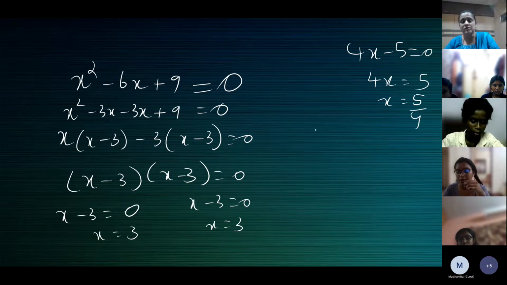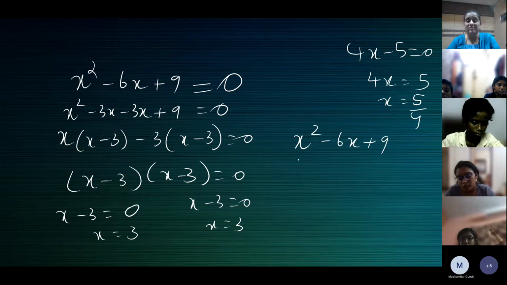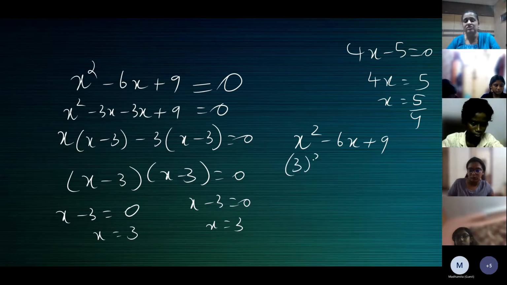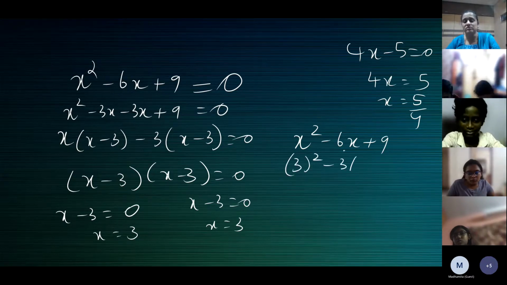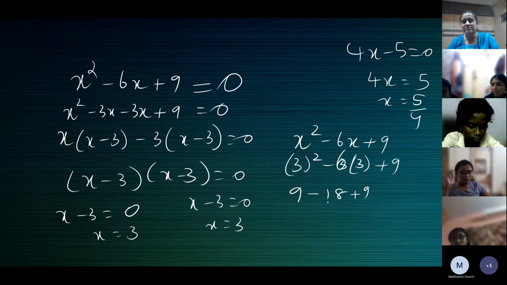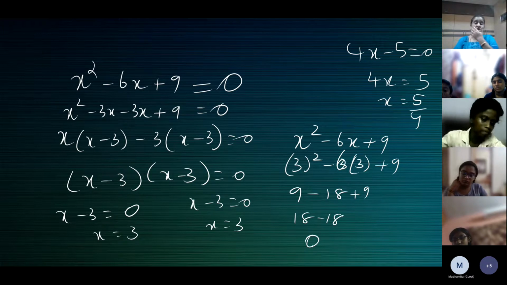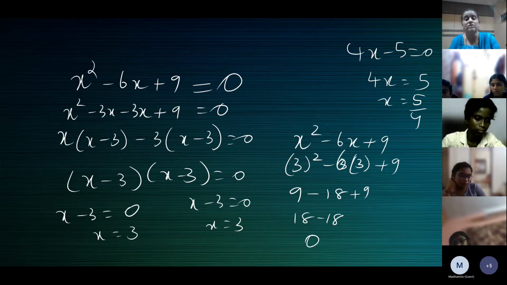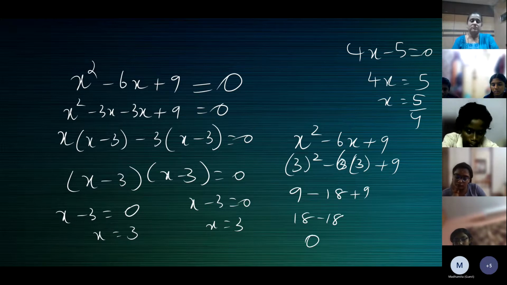That means what? 1 0 means what? In x squared minus 6x plus 9, in place of x use 3. So 3 squared minus 6 into 3 plus 9. So what's this? 9 minus 18 plus 9. So 9 plus 9, 18. 18 minus 18 is 0. So only when x is 3, the value of the polynomial is 0.